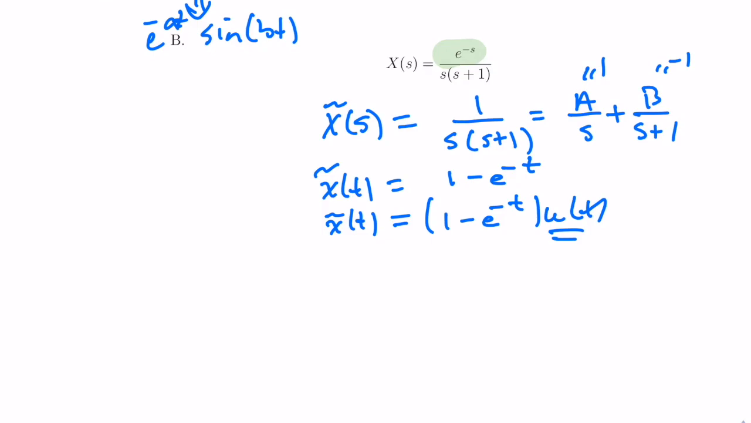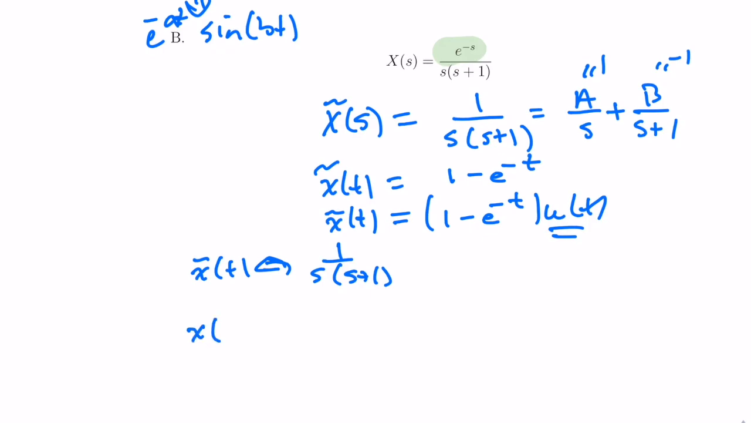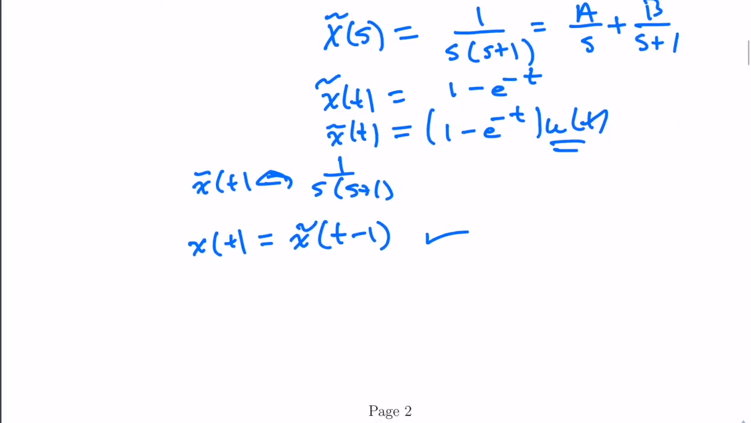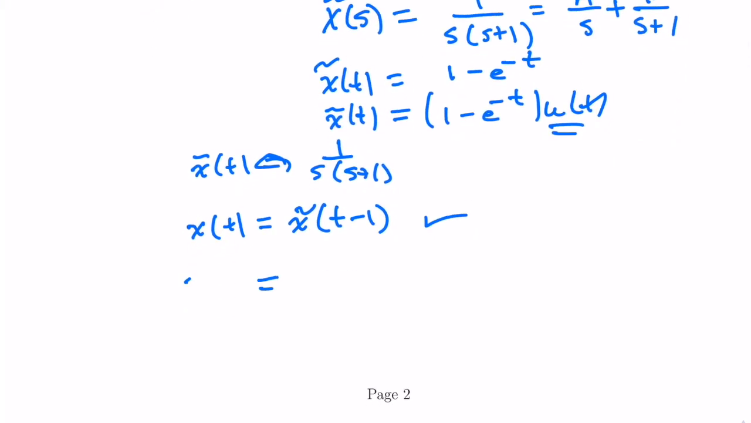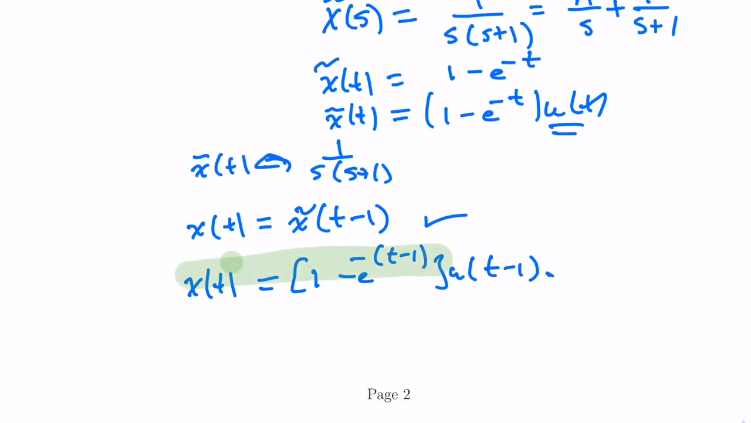So now I know that since x tilde of t has the Laplace transform 1 over s plus 1, then x of t is going to be x tilde of t minus 1. That's the time shift property for e to the minus 1s. The time shift is negative 1. So if that's the case, then x of t is going to be 1 minus e to the minus (t minus 1) times u of t minus 1. That's the proper application of the time shift for that.